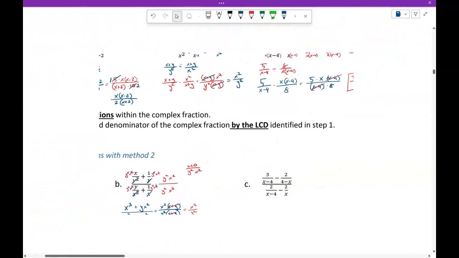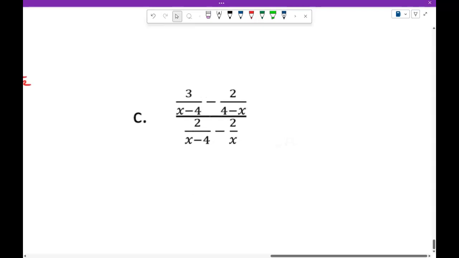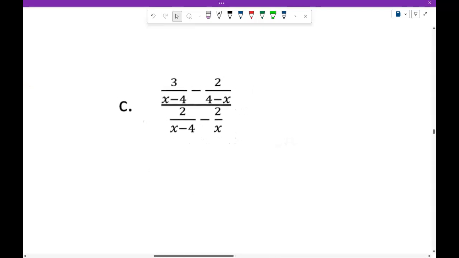Compare it to the one above. It's about the same amount of work. We'll see it come and shine in just a minute. So again, remember, these are opposites, so we can rewrite this fraction as -2 over x minus 4, multiplying the numerator and denominator by -1.